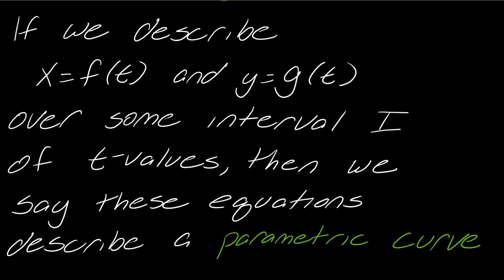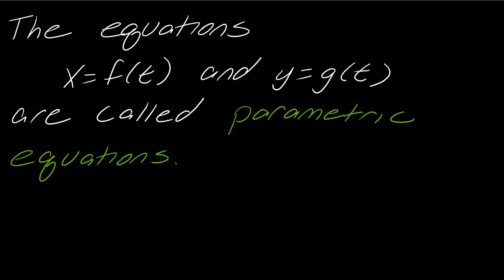So first things first, let's discuss some vocabulary since this is a newer topic. We're talking about parametric equations, so how do we refer to these things? I have a whole list of things I want to discuss so you get the idea of how we describe this. If we describe x equals f of t and y equals g of t over some interval I of t values, then we say that these equations describe a parametric curve. Taking these two things together, they make their own graph, and we call that graph the parametric curve. The equations x equals f of t and y equals g of t, each on their own, are what we call parametric equations.